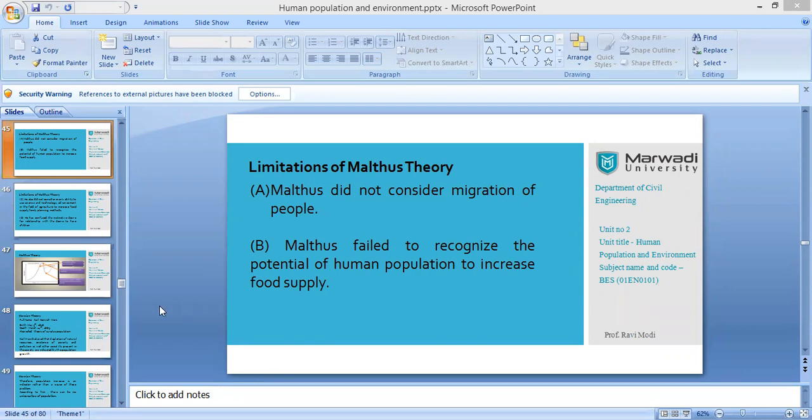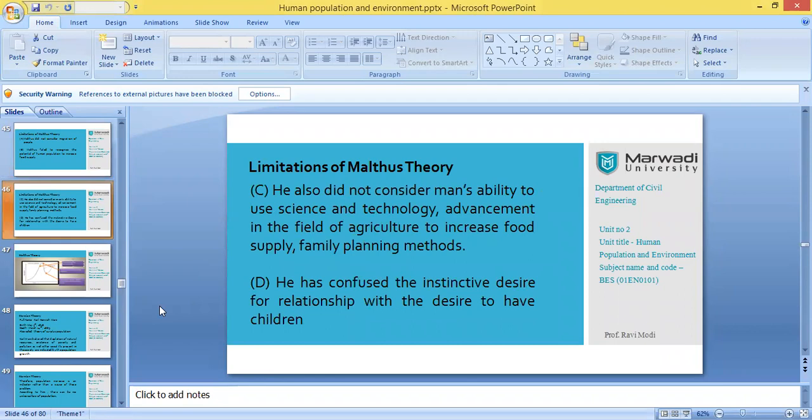Okay, then next, he also did not consider man's ability to use science and technology advancement in the field of agriculture to increase the food supply, or family planning methods. All these are limitations that were not considered before putting his theory into practice. And he confused the instinctive desire for relationship with the desire to have children. Again, this is one of the important points not considered by the Malthus theory.